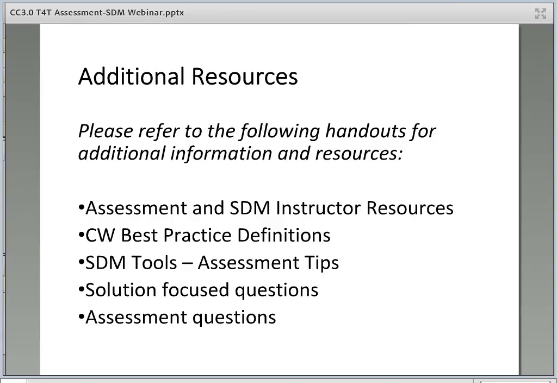Please refer to the following handouts for additional information: assessment and SDM instructor resources, child welfare best practice definitions, SDM tools and assessment tips, solution-focused questions, and assessment questions.